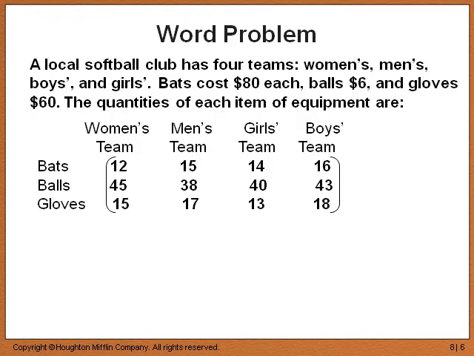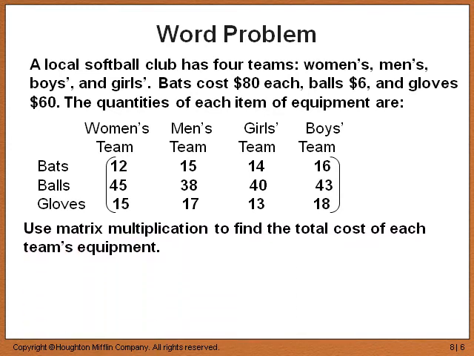Alright, here's a typical word problem involving matrices. A local softball club has 4 teams: women's, men's, boys, and girls. Bats cost $80 each, balls $6, and gloves $60. The quantities of each item of equipment are, okay, and then you can see this table: women's team, men's team, girls team, boys team, columns, and then the rows: bats, balls, gloves. And we can see how many of each type of equipment each team has. Alright, so the question is, use matrix multiplication to find the total cost of each team's equipment.